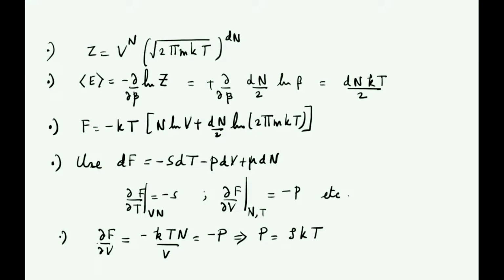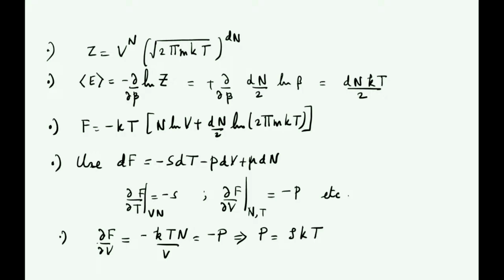And once I have that partition function, I can say the free energy is minus kT log this one. I follow the same procedure. But I know the equation dF is minus SdT minus PdV plus mu dN. If I do del F by del V, I get minus P. Why? There's only one term here, minus kT n by V, which is minus P. I get my ideal gas equation. So a very simple calculation. For the same problem, if you do the microcanonical ensemble or the canonical ensemble, you get the same answer back.